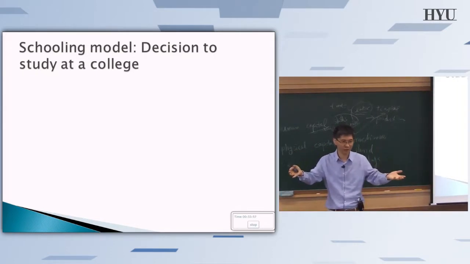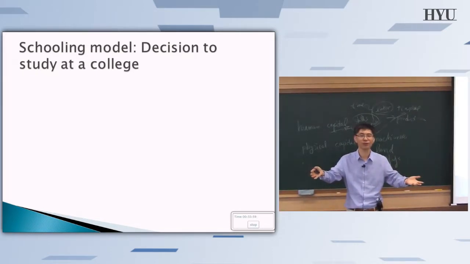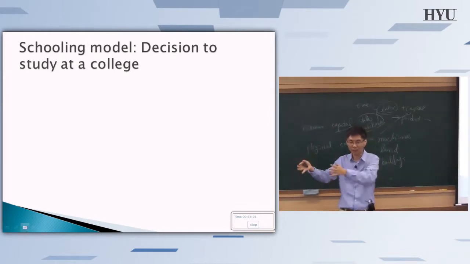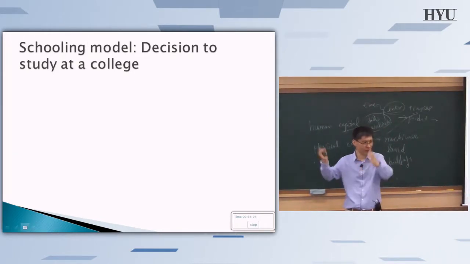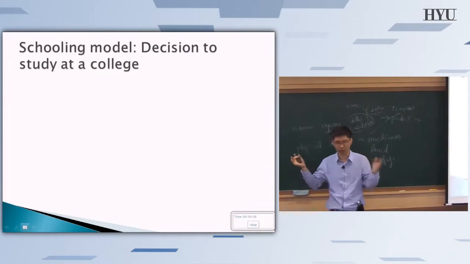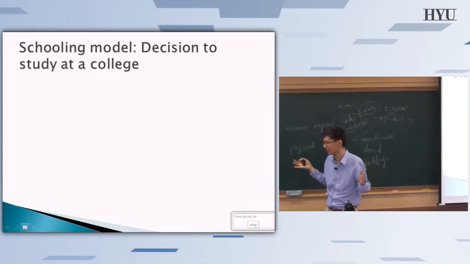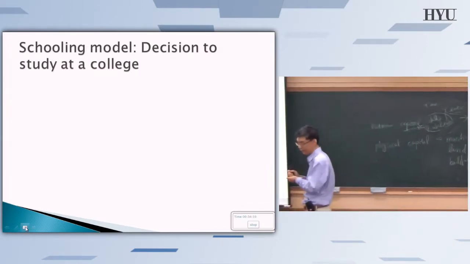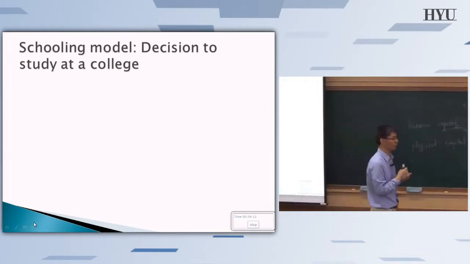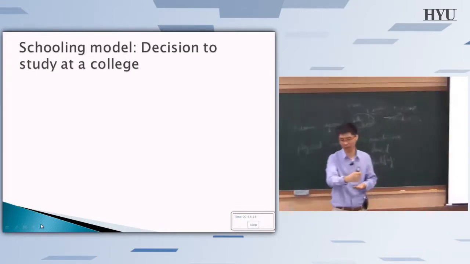Why do you learn economics? Because you expect something out of this. Not right now, in the future. And usually it's money. So that's how we start our schooling model.